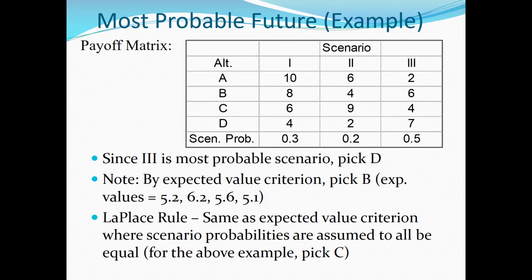Let's see if I want to pick my alternative based on the most probable scenario. I don't know which scenario will happen, but let's look at the scenario that's the most likely among these three. Which is the most likely scenario, 1, 2, or 3? Which is the most likely scenario between 1, 2, and 3?